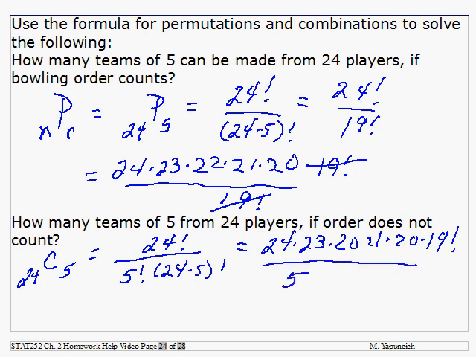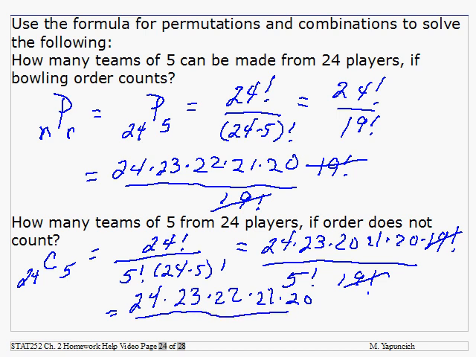And here I have a 5 factorial and 19 factorial. I'll cancel this, but I'm still stuck with that 5 factorial. I have to divide by it. Now there's no factorials to cancel, so you just have to work it out. 24, 23, 22, 21, 20, and it's divided by 5 times 4 times 3 times 2 times 1. And that will be a smaller number than for the case of permutations, but that will be your combinations.